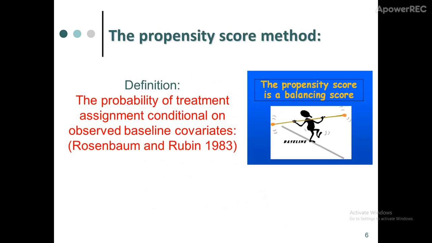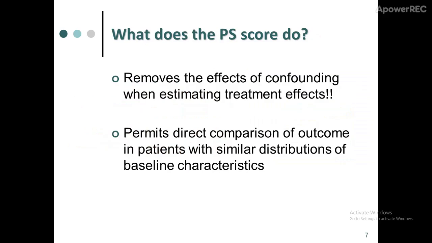Propensity score is defined by Rosenbaum and Rubin as the probability of treatment assignment conditional on observed baseline covariates. Simply put, the propensity score is a balancing score which helps to balance baseline covariates between the treated and untreated subjects in observational studies, such that groups are similar enough for direct comparisons.